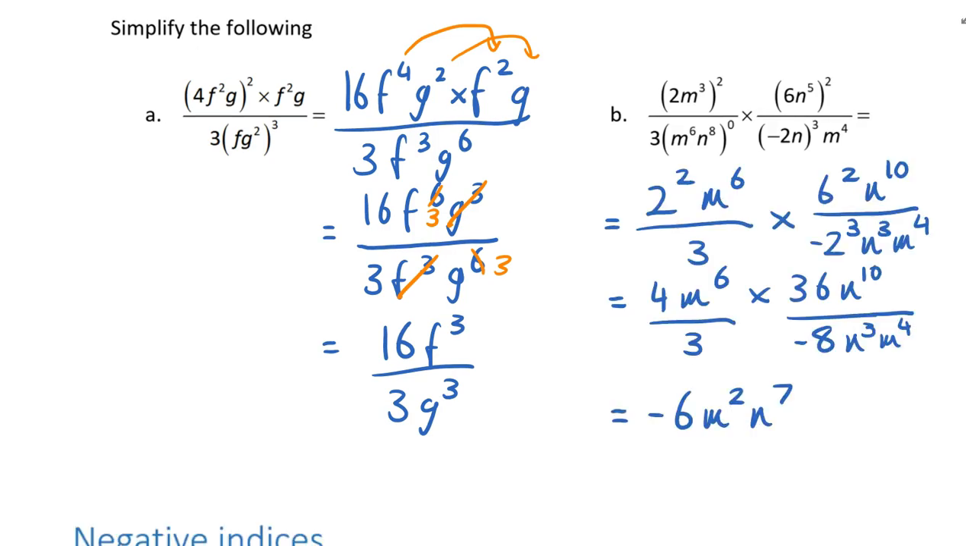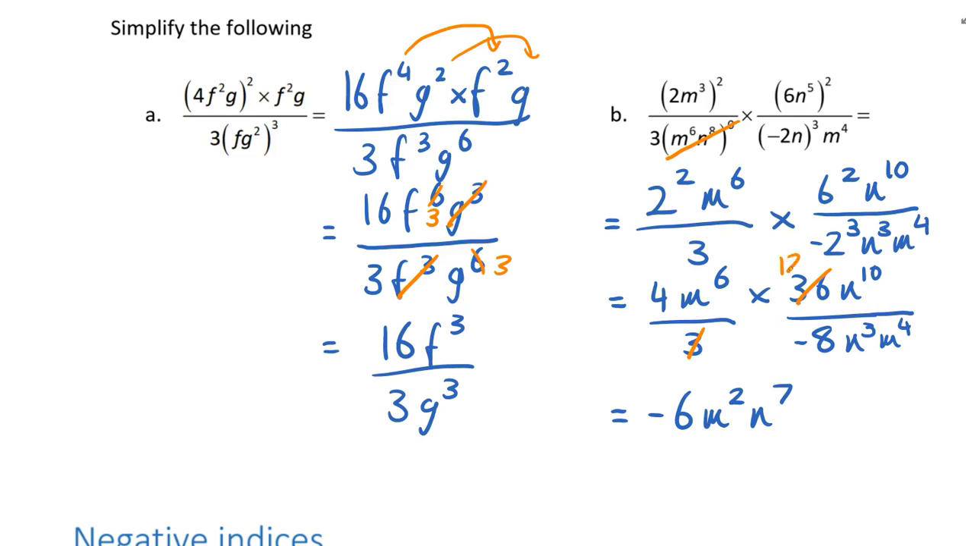So in example B here, our first step is to expand all these brackets, multiplying in our powers. In this case, all of this is going to become 1, leaving us with 3 as the denominator. We get as the numerator 2 squared m to the power 6, and 6 squared n to the power 10. Denominator here, negative 2 to the power 3, n to the power 3, and m to the power 4. I've then just expanded my numbers just so I can work with them a bit better on this next line, or worked out those powers.